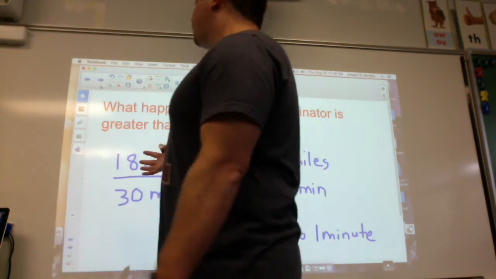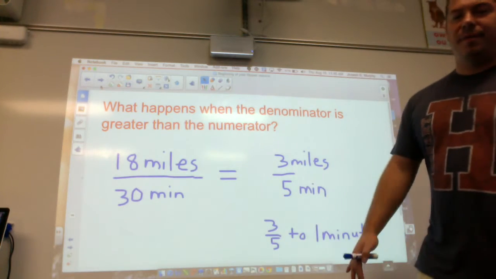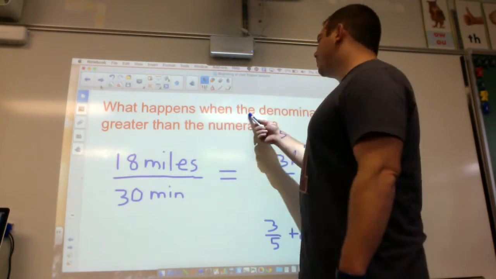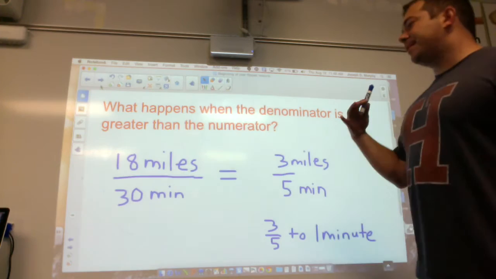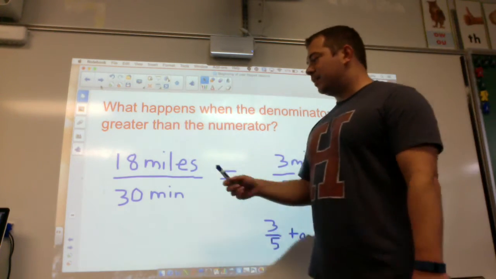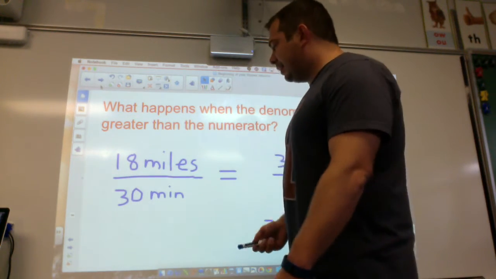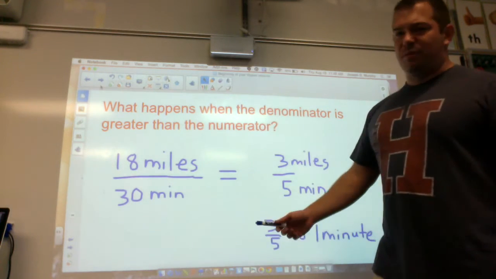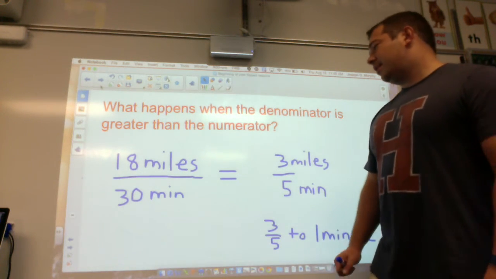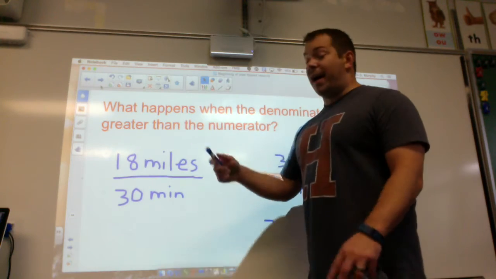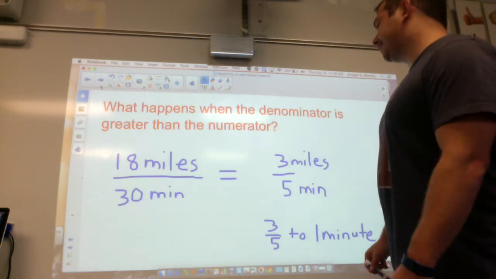Alright, so here's a situation when you're not going to have a 1 on the bottom, and you'll see why. What happens when the denominator is greater than the numerator? Okay, in this case, I could walk 18 miles in 30 minutes, or maybe run 18 miles in 30 minutes. But that's kind of impossible too. Maybe I could drive 18 miles in 30 minutes.